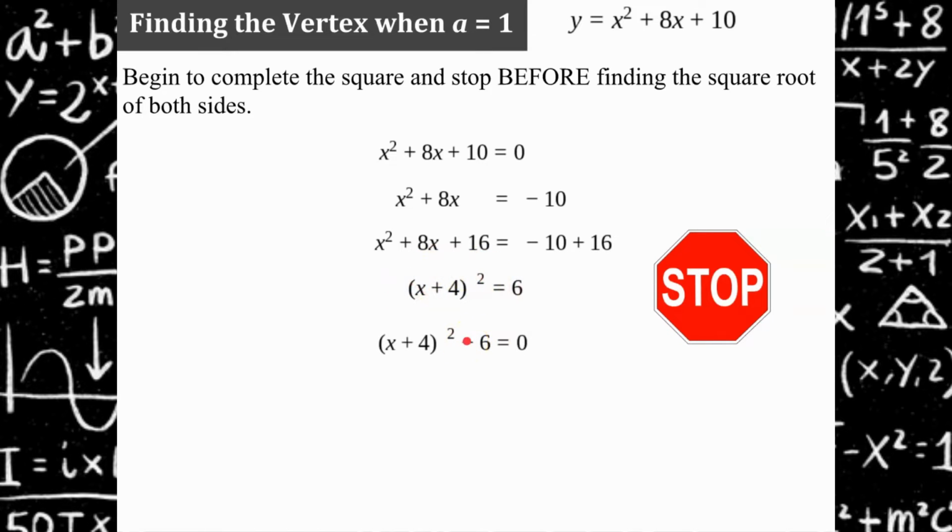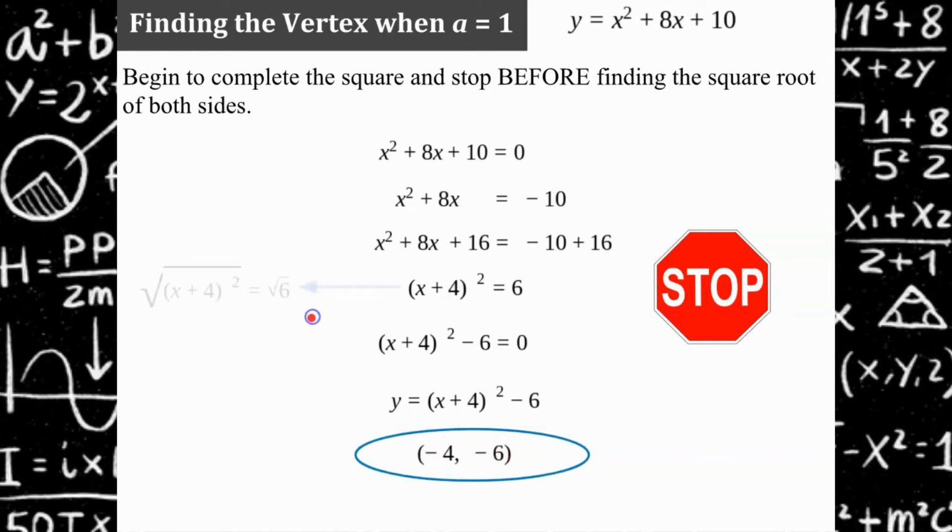Subtract 6 from both sides. Now we have vertex form. We can go back and undo the zero product property and put our y back in. So here we have vertex form. Standard form, vertex form. So I know that the y-intercept is 10, and I know that the vertex is -4, -6.